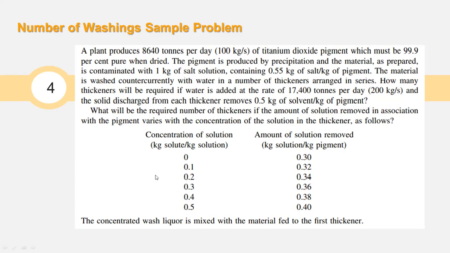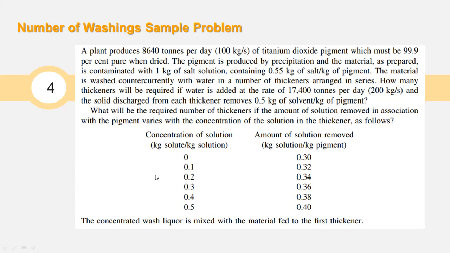Now, the pigment is produced by precipitation. So the titanium dioxide was produced by precipitation, and the material as prepared is contaminated with 1 kilogram of salt solution containing 0.55 kilogram of salt per kilogram of pigment.